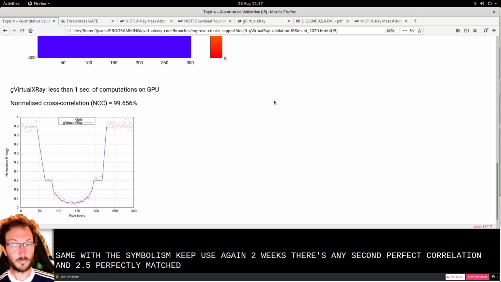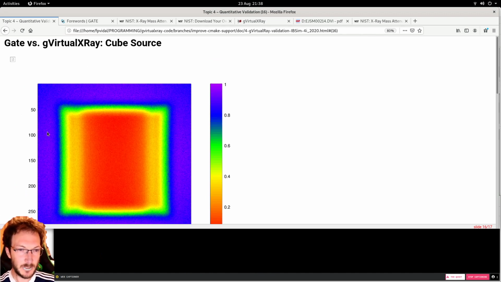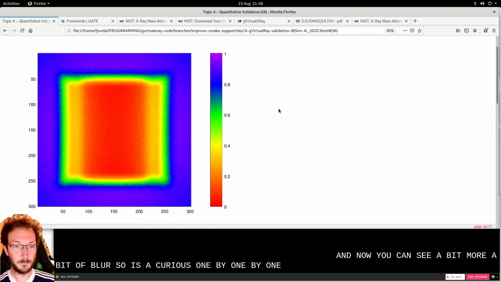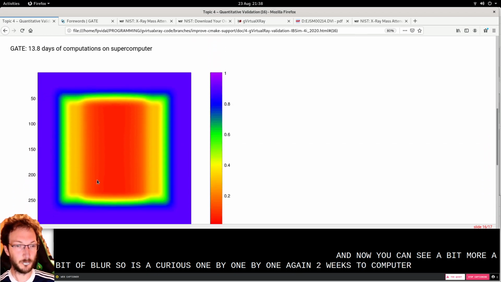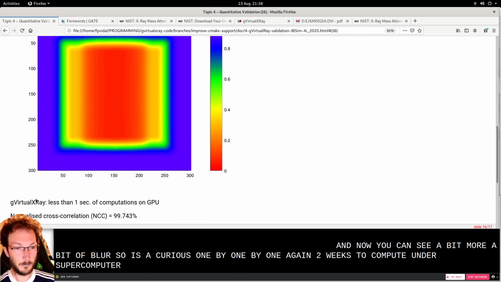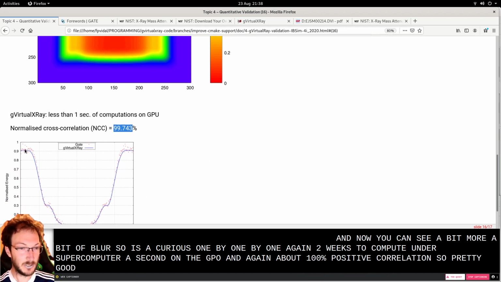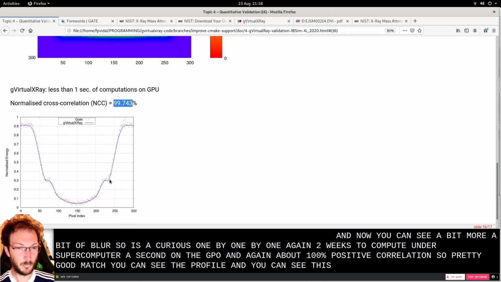Now we're going to try with a cubic source, and now you can see a bit more blur. So the cube is 1 by 1 by 1 millimeter. Again, 2 weeks to compute on the supercomputer, a second on the GPU, and again about 100% for the correlation. So pretty good match. You can see the profile, and you can see this is more blurred.